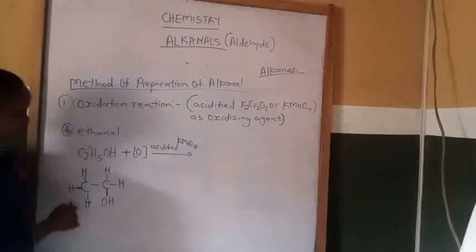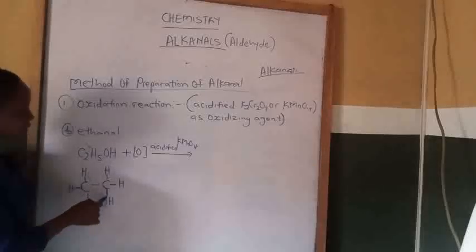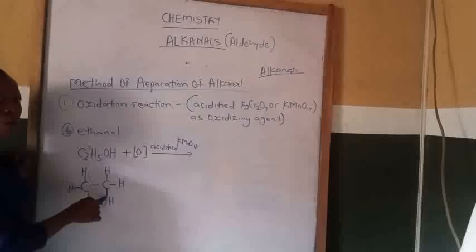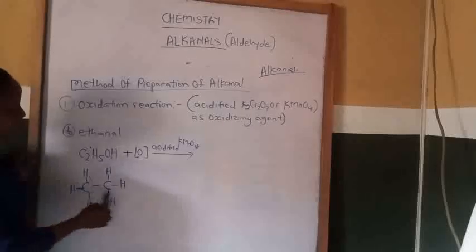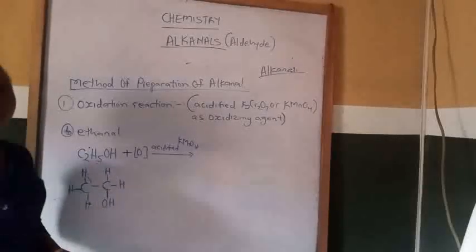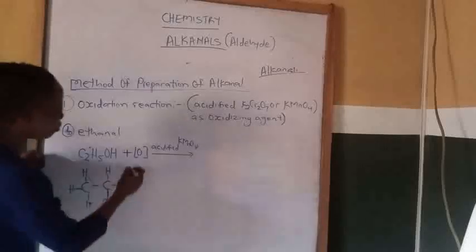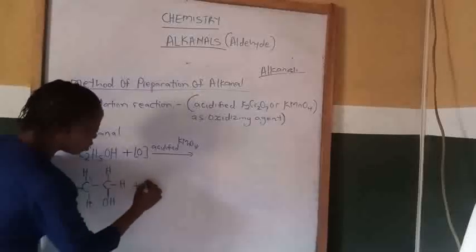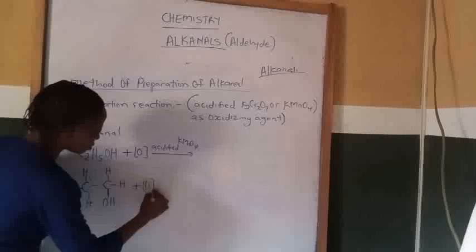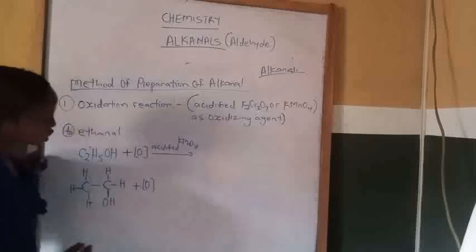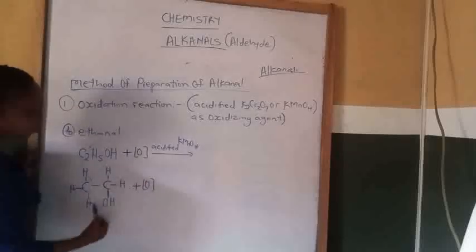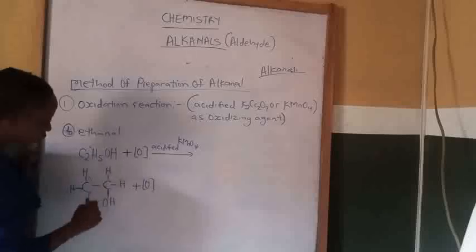So CH3 is an alkyl group, C and 3 hydrogen atoms. That's CH3, an alkyl group bonded to the carbon atom holding this functional group. So therefore, ethanol is a primary alkanol. Then plus oxygen from our oxidizing agent. Don't forget that it is removal of water, then addition of oxygen.